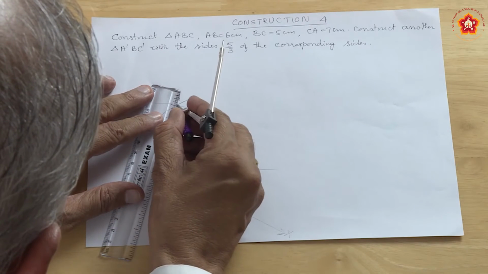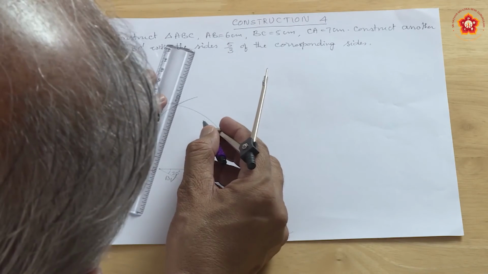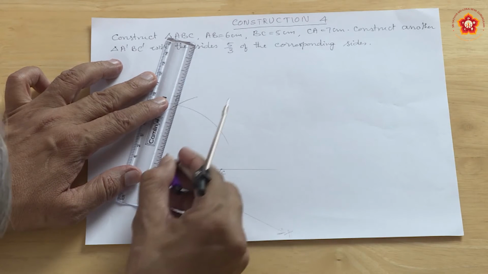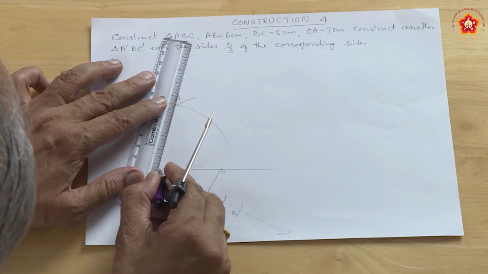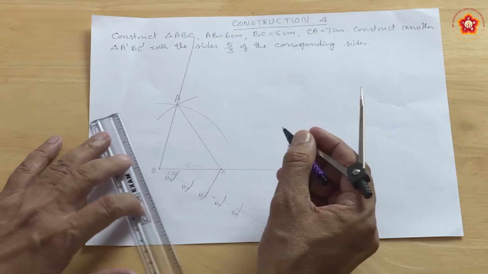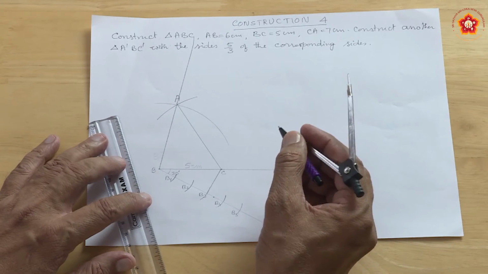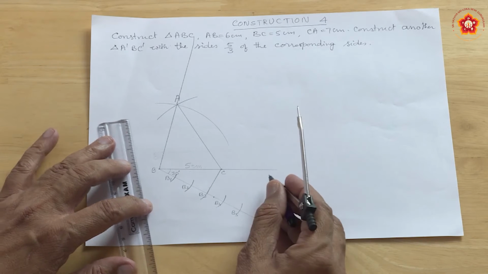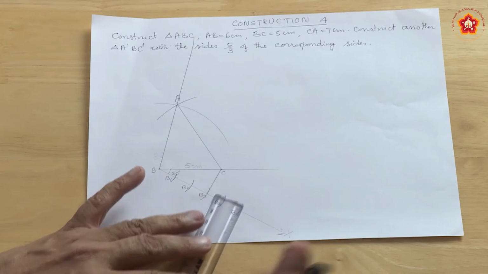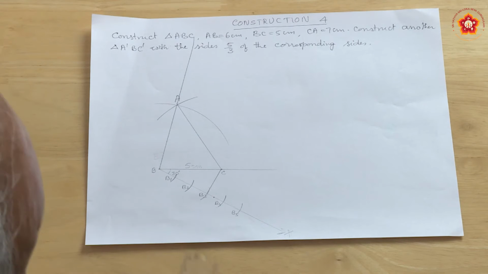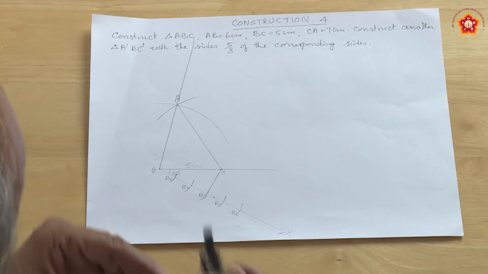Now while joining BA, produce it a little more, because we have to get the extension. Now ABC is the required triangle. As I told earlier, we have joined B3 to C. We have to draw a parallel line to B3C, that is by using compasses or protractor.